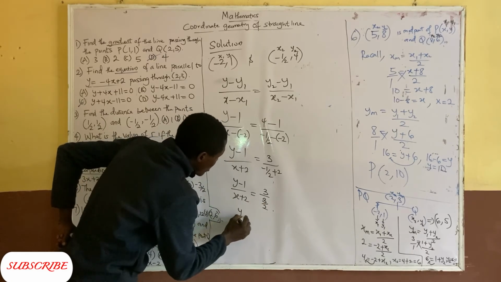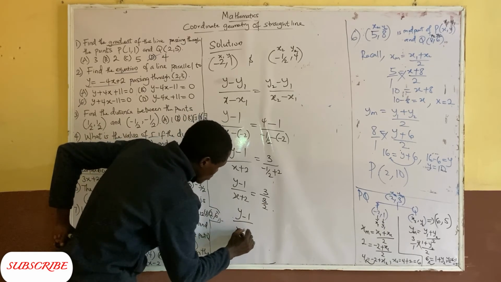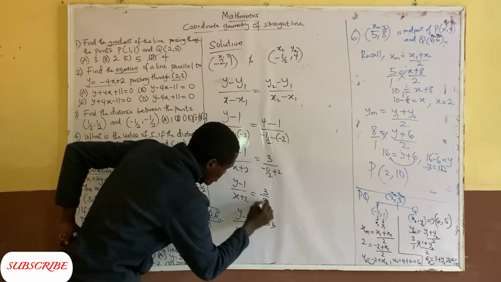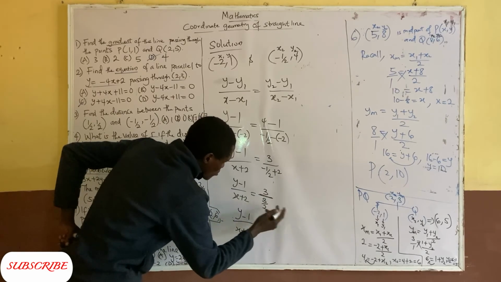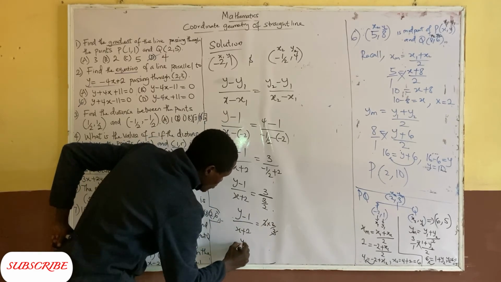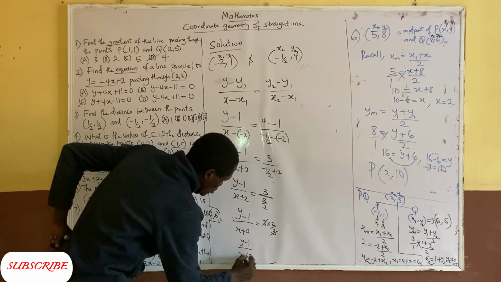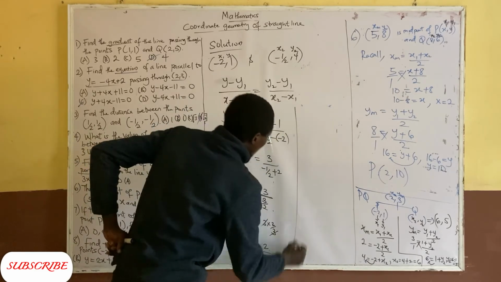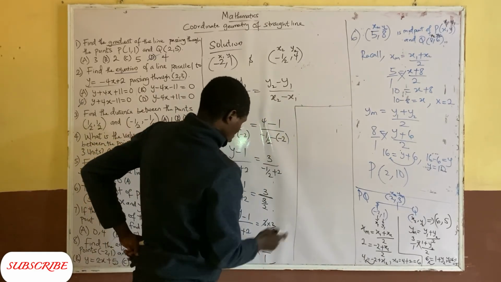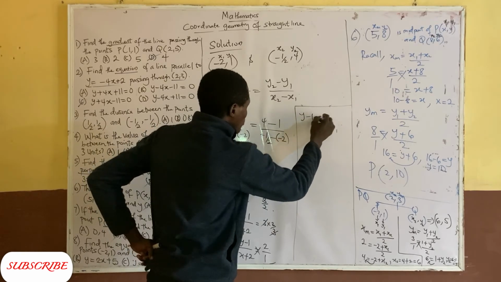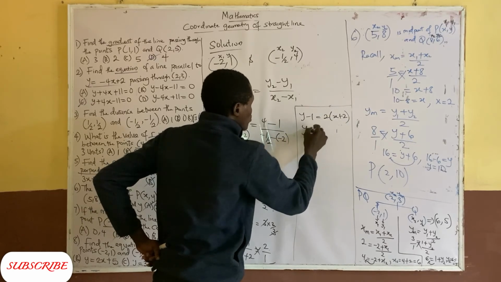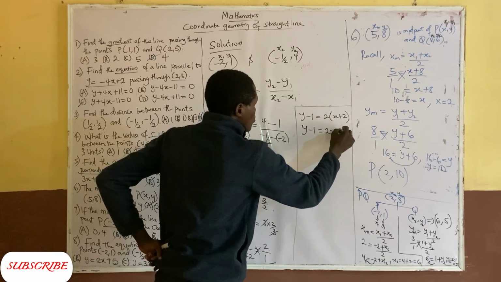Here you can see y minus 1 over x plus 2 equal to 3 divided by 3/2. When you divide, change to multiplication: the 2 comes up and the 3 goes down, so the 3s cancel out. So we have y minus 1 over x plus 2 equal to 2. Cross multiply. So we have y minus 1 equal to 2 into bracket x plus 2, which gives y minus 1 equal to 2x plus 4.